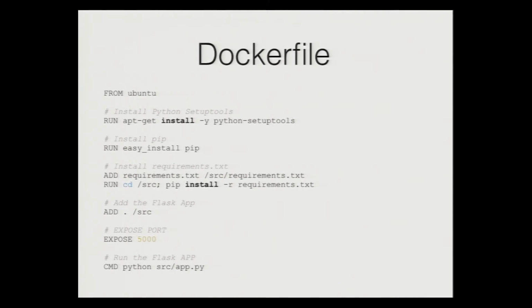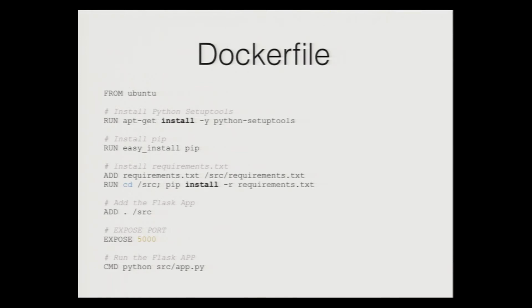The first thing is to install the Python setup tools, as we mentioned before, and then install pip. The third thing is different, because the requirements file is located on your local computer, and we would like to add it into your Docker image, and then you can install the requirements. So we use the ADD command to add requirements.txt to the source requirements.txt. The first parameter is the location of the requirements on your own computer, and the second parameter is the destination you want to put in your Docker image. And after you add the requirements, you can use pip install to install them.